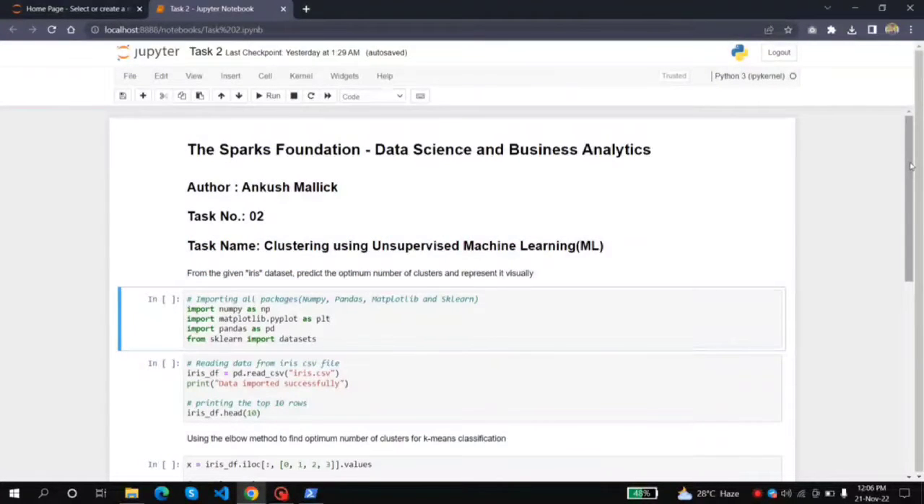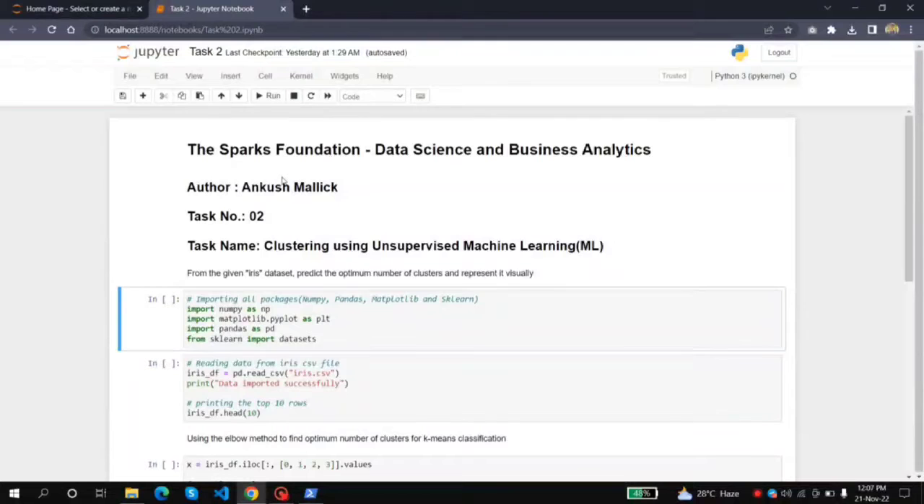I am a data science and business analytics intern at the Sparks Foundation. My task is clustering using unsupervised machine learning. Our job is, from the given iris dataset, to predict the optimal number of clusters and represent it visually.